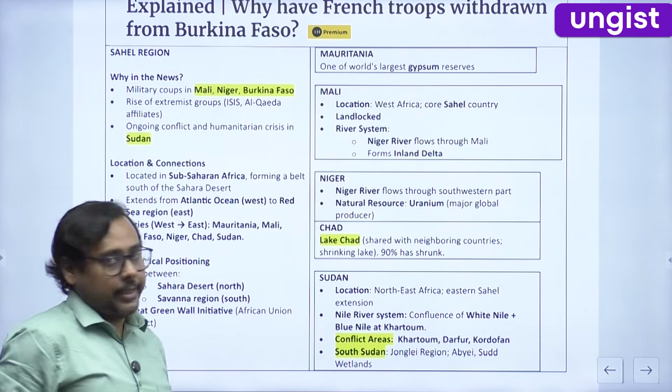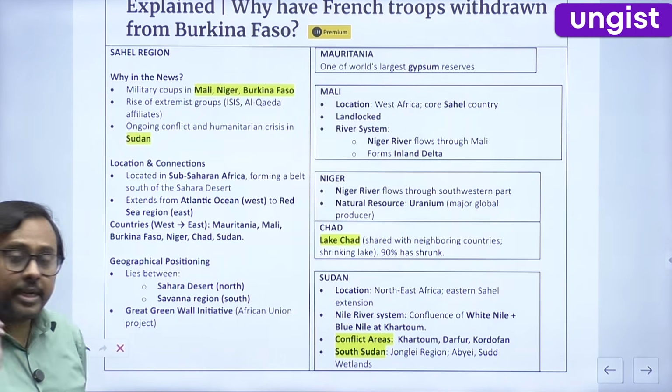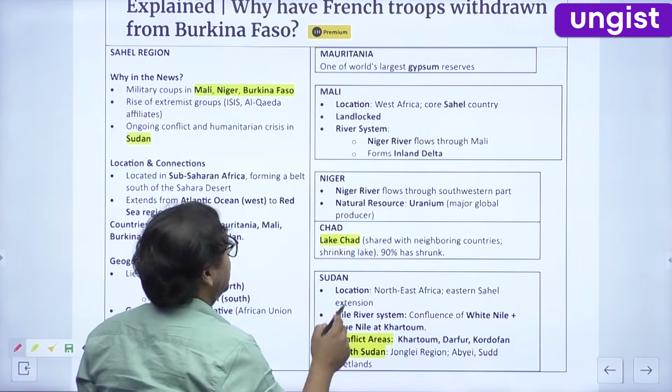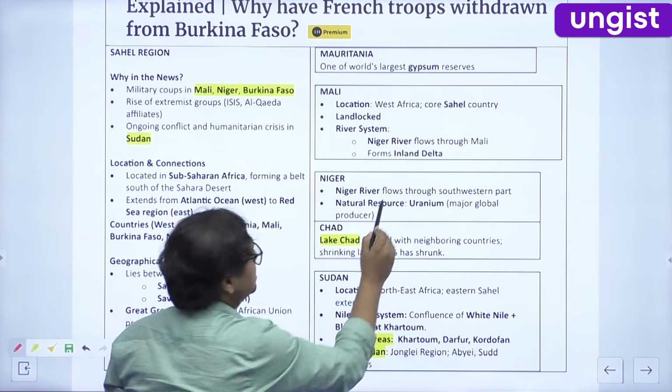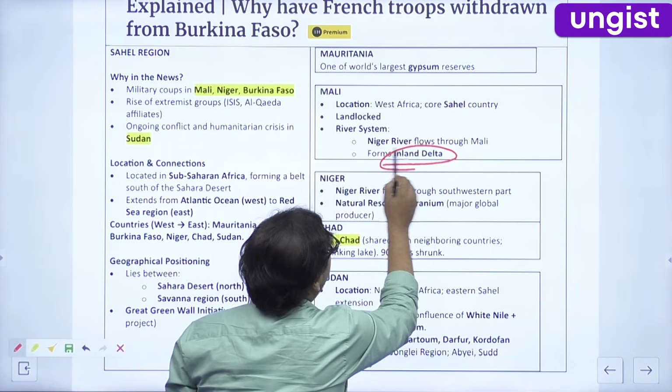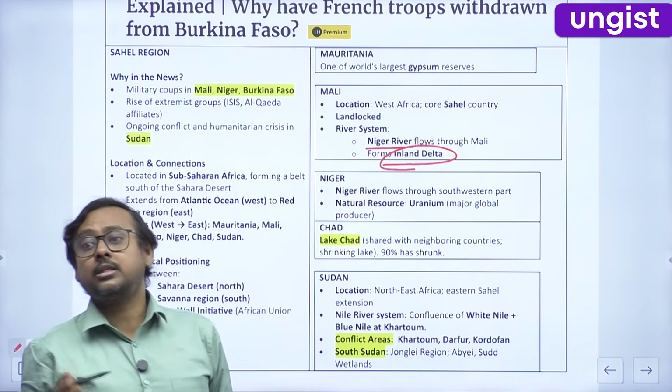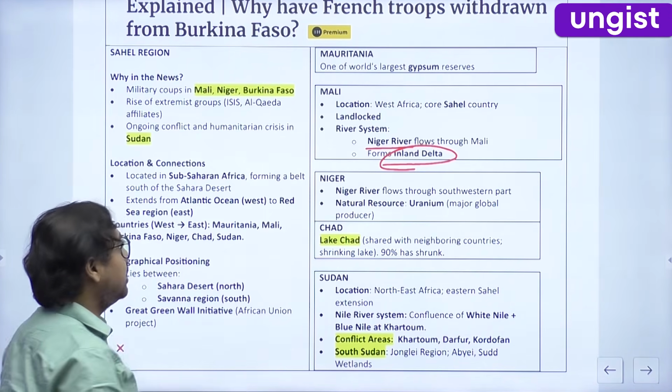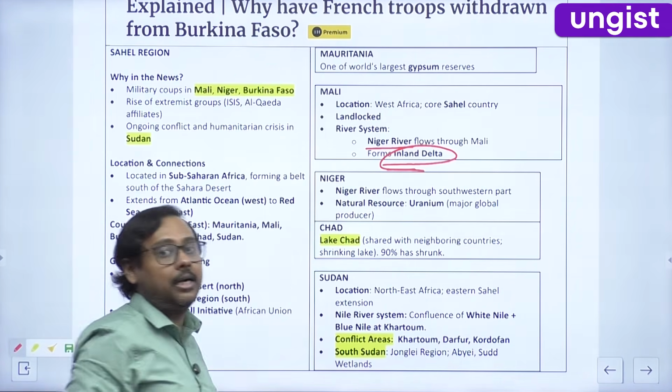Then let's come to Mali. It is a landlocked country. Now there is a very interesting feature in Mali. What is it? So obviously it's a Sahel country. This inland delta, Niger River, is the third largest river in Africa. Why is this important? It forms an inland delta.